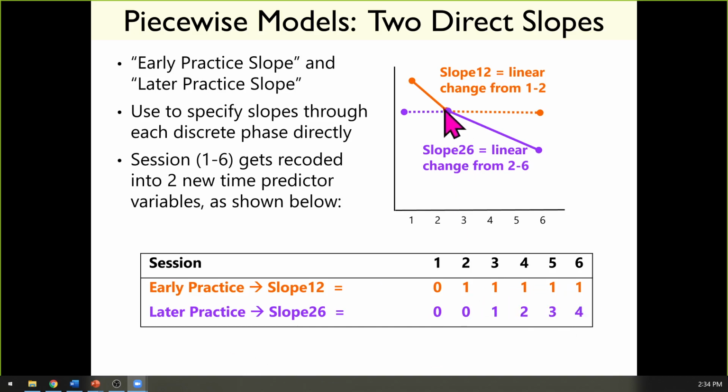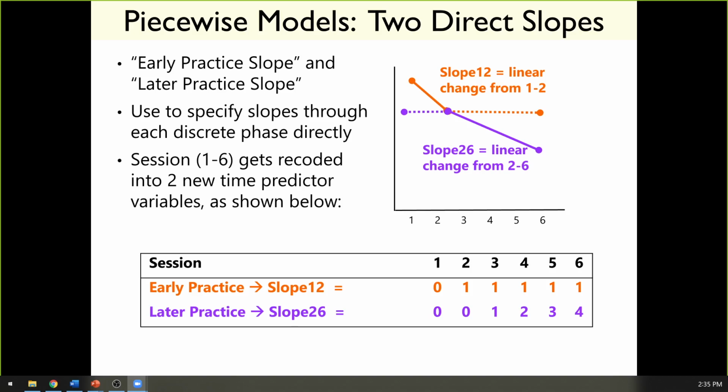So functionally, if all I had in the model was this orange predictor, the pattern of change it would predict is this. I'd say response time declines from session 1 to 2, and then it doesn't decline anymore. So it's kind of like a dummy coding thing, where I'm setting off session 1 from all the others. So orange captures the rate of change from session 1 to 2.